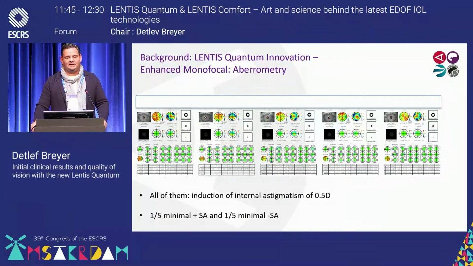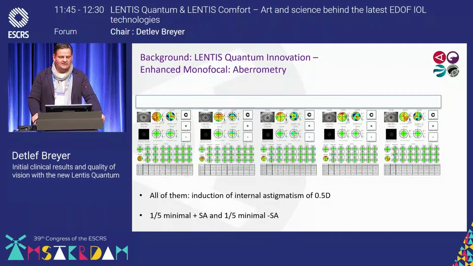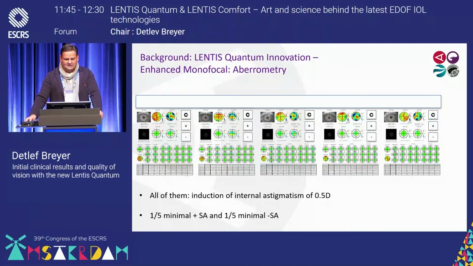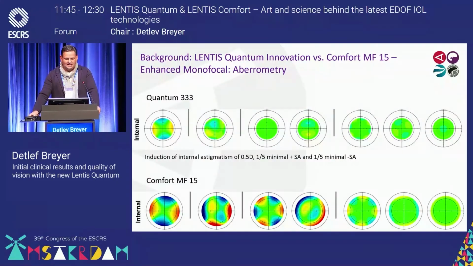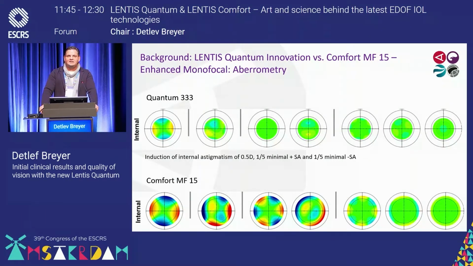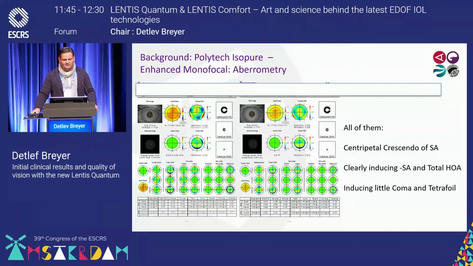Let's have a look at the aberrometry of the implanted Lentis Quantum. This is how the aberrometry looks in comparison, the Quantum up above to the Comfort MF15. And you can see there is even less induction of trefoil or coma, close to nothing with a Quantum in comparison to the MF15. On the other hand, if you have less side effects, you should have less effect on the correction of vision. But we will see later on in the defocus curve.